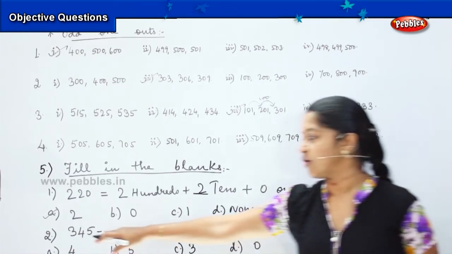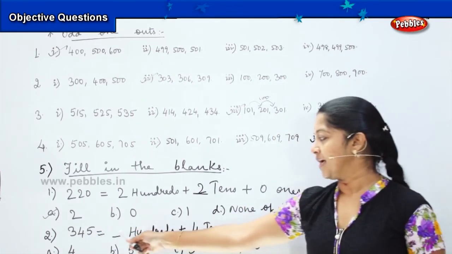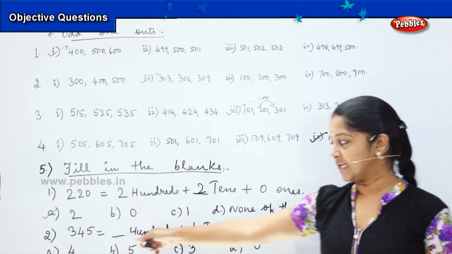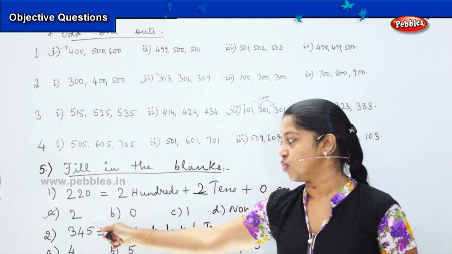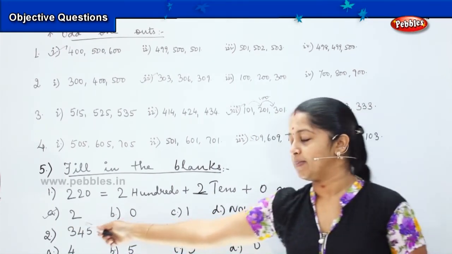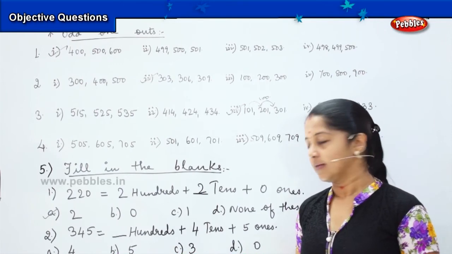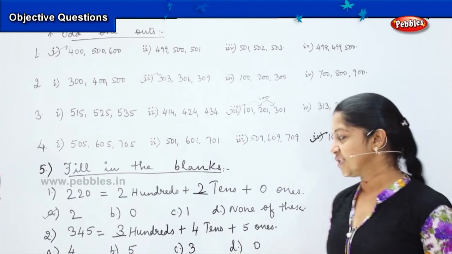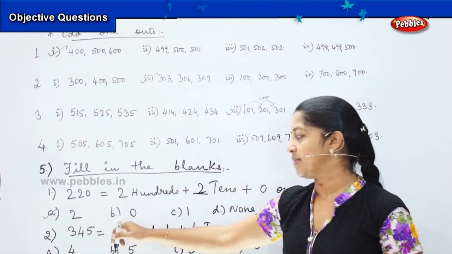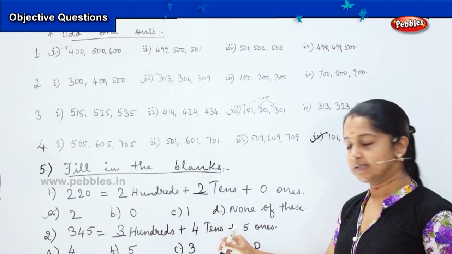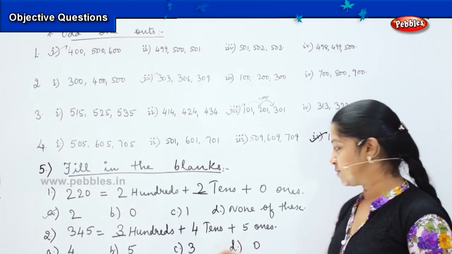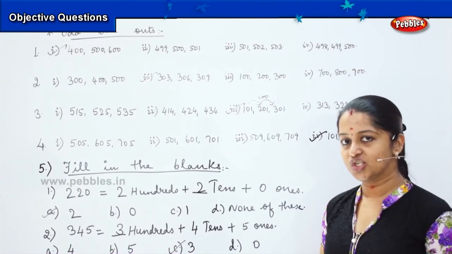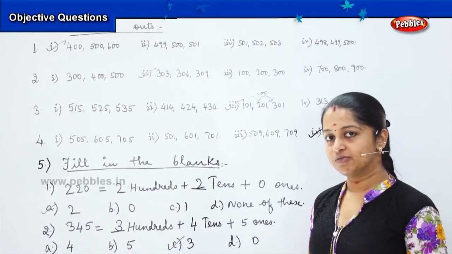How will you write 345 in the expanded form? What will be coming in this blank? How many hundreds will come? See and tell me. If you write here H2O, the value of H will be, good. It will be 100. So it will be 300, right? The place value of 3 is 100. So it will be 300 plus 4 tens plus 5 ones. So which means my option C is the right answer. Clear, children? Shall we move to the next question?